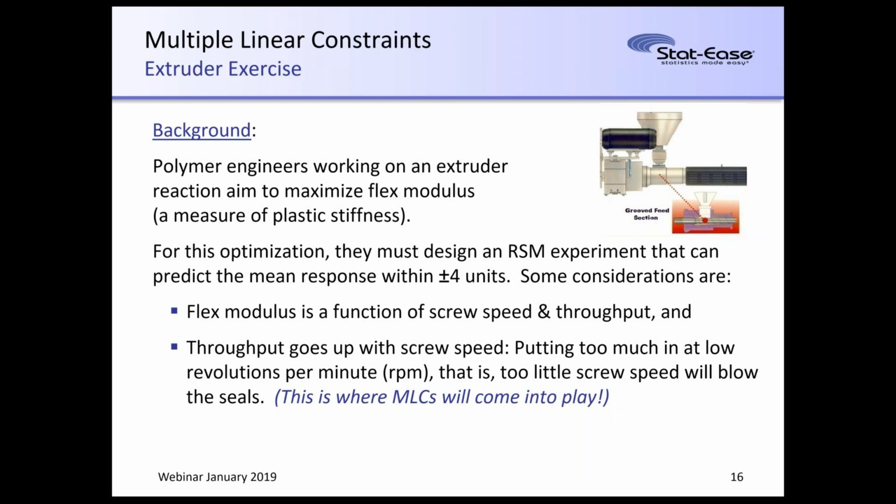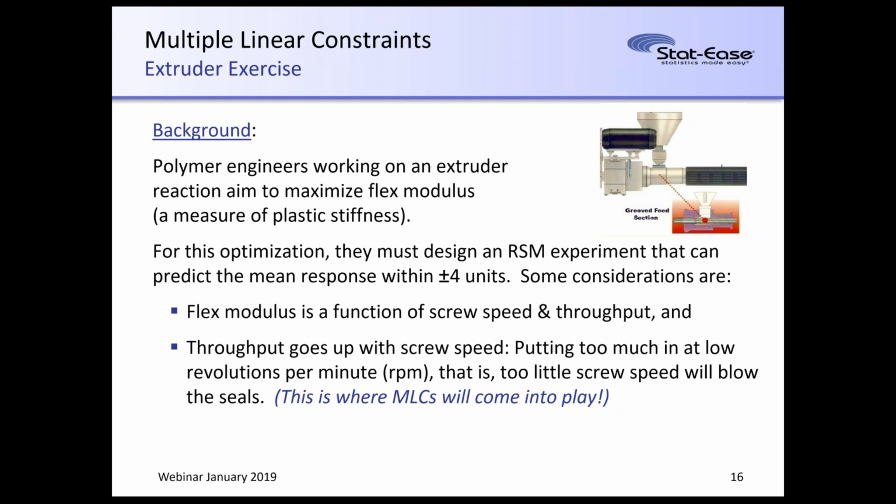So for this optimization, they want to define a response surface experiment that can predict the mean response, or the mean flex modulus, within plus or minus 4 units. So some considerations: the flex modulus is going to be a function of the work, which is a function of the screw speed and the throughput. And the throughput is actually going to be dependent on the screw speed. The higher the screw speed, the more material we can put through the extruder.